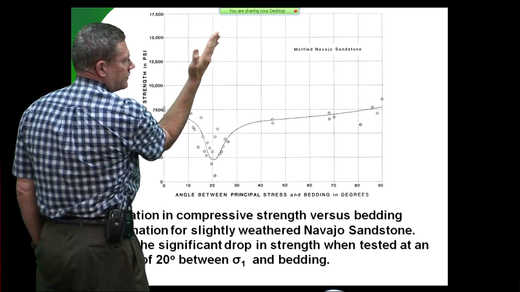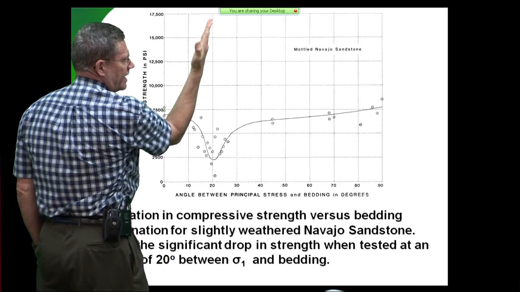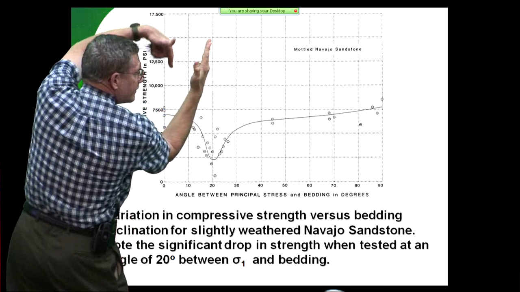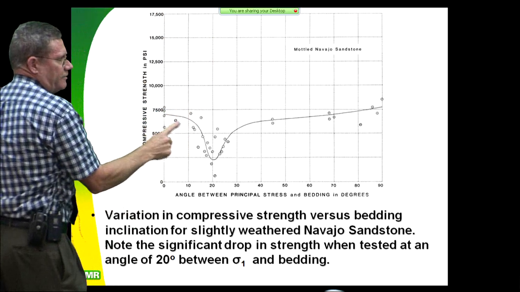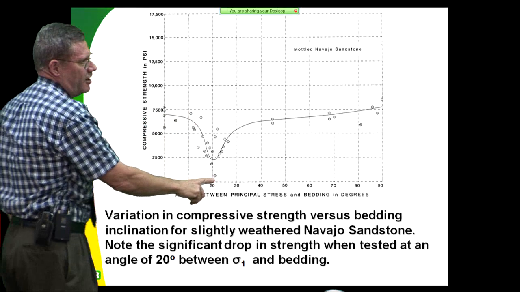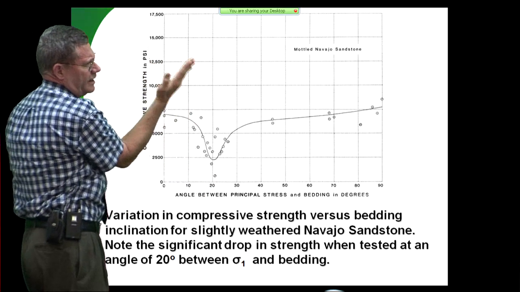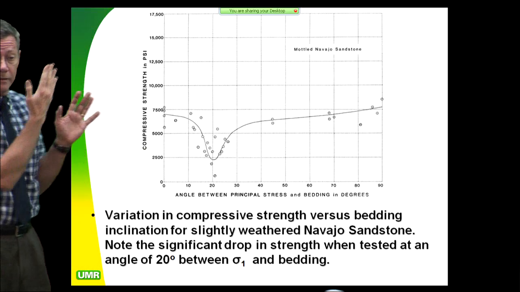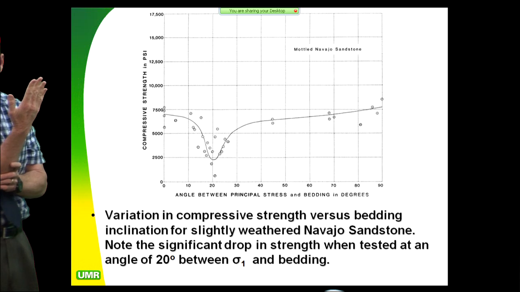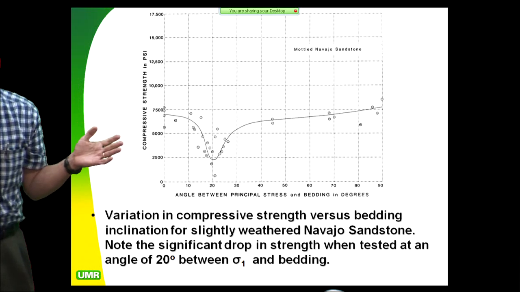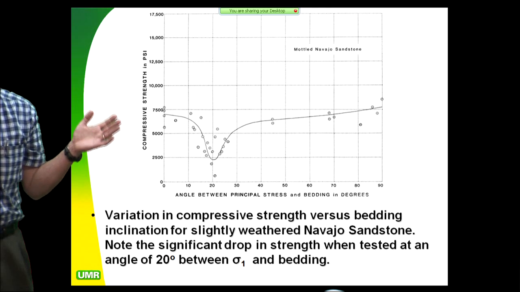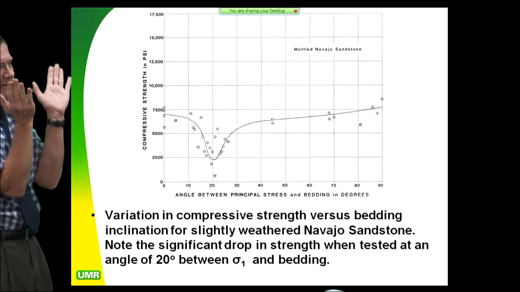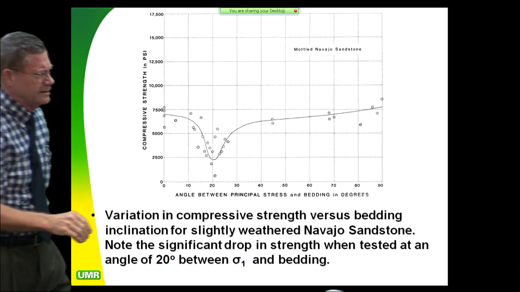That's 45 minus phi over 2. That's like that. 45 minus phi over 2 means I have bedding going like this, and I have principal stress coming down like that. And look what happens to the strength. Yeah, strength drops to almost nothing. So when I have bedding inclined at 45 minus phi over 2, I'm hosed. Or if I have a joint oriented 45 minus phi over 2, well, guess what? Most of your valley side joints are inclined at around 45 minus phi over 2. That's why you have so many rock slide problems down in narrow V-shaped valleys.